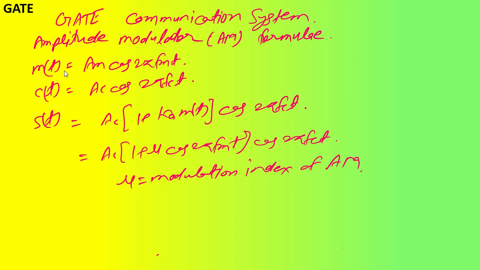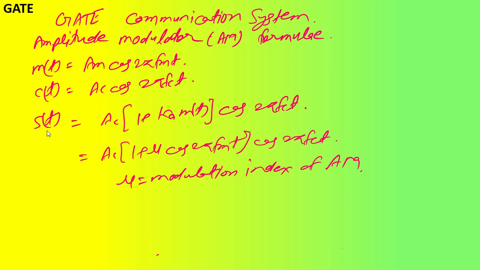Alright, so let us consider my message signal is Am cos 2 pi fm t, where Am is the message signal amplitude and fm is the message signal frequency. The carrier signal is c(t), which is equal to Ac cos 2 pi fc t, where Ac is the amplitude of the carrier signal and fc is the carrier signal frequency.